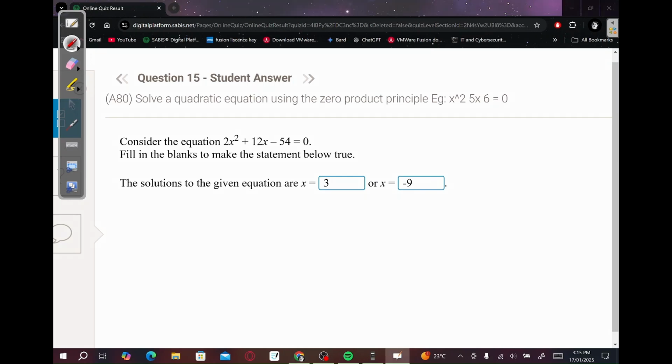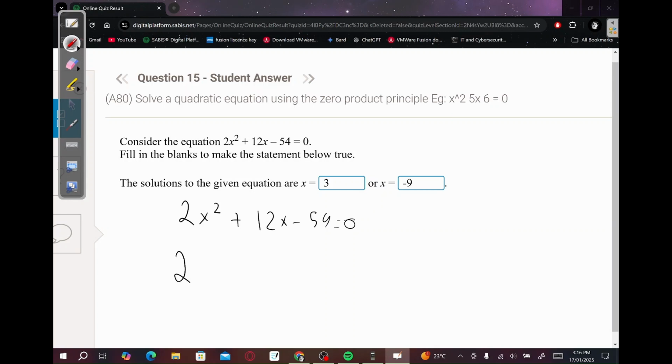Consider the equation 2x squared plus 12x minus 54. Now, this I believe you can factor. Yeah, you can. So we're going to factor. This is 0. Keep in mind your first choice should always be factoring, then completing the square, then the quadratic formula. You can factor using completing the square, but it's a bit complicated, so don't use it.